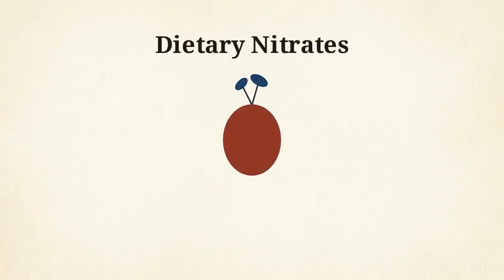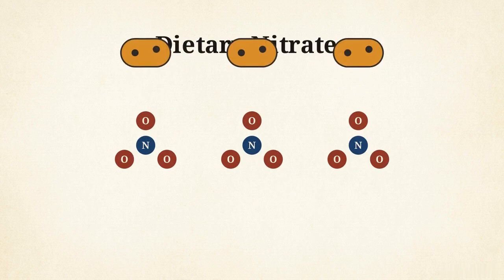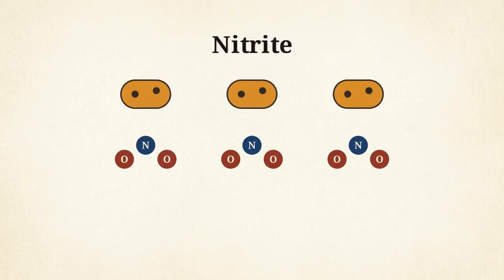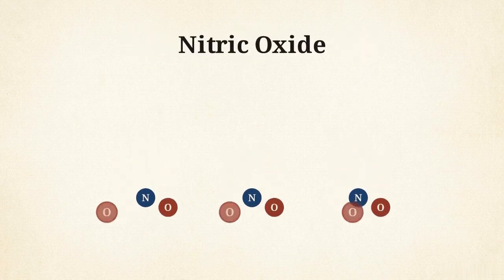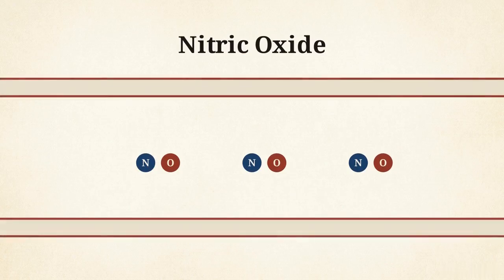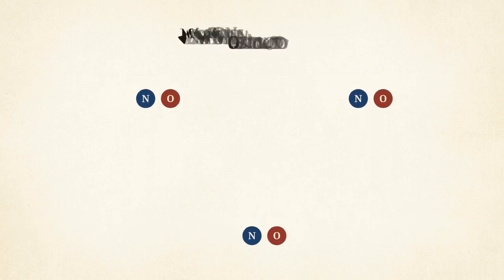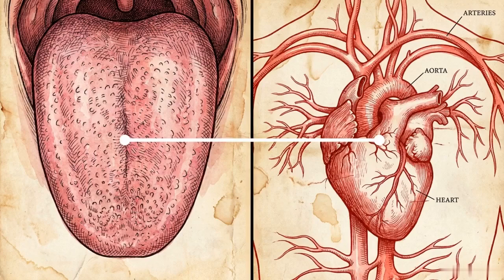Chewing fruits and vegetables releases natural nitrates. Oral microbes immediately latch onto these molecules, transforming them into nitrite. Once swallowed, your body converts this nitrite into nitric oxide. This specific molecule signals your blood vessels to relax and expand, directly regulating your blood pressure. This transformation links the status of the oral microbiome to the body's mechanical regulation of blood pressure.